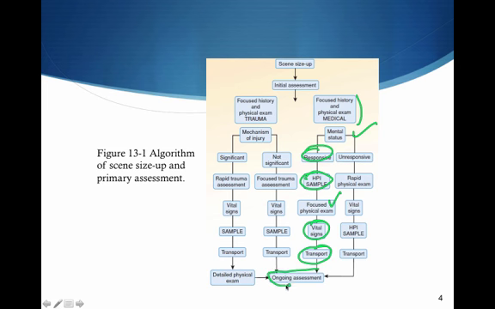Ongoing assessment would be a continuance or a reassessment, if you will, of anything that we've actually taken a look at or initiated treatment on. Was this treatment effective or was this ineffective, and so on.